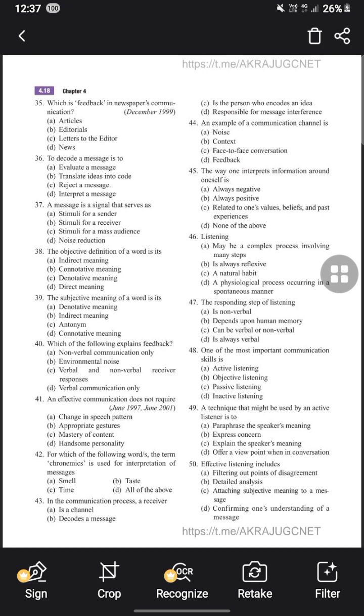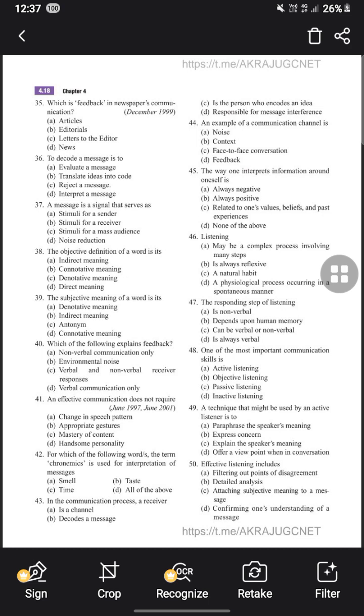The objective definition of the word is what? 38 is C, denotative meaning. That is, the objective definition is the denotative meaning. The subjective meaning of the words is 39 is D, that is connotative meaning. So objective is the denotative and subjective is the connotative meaning.